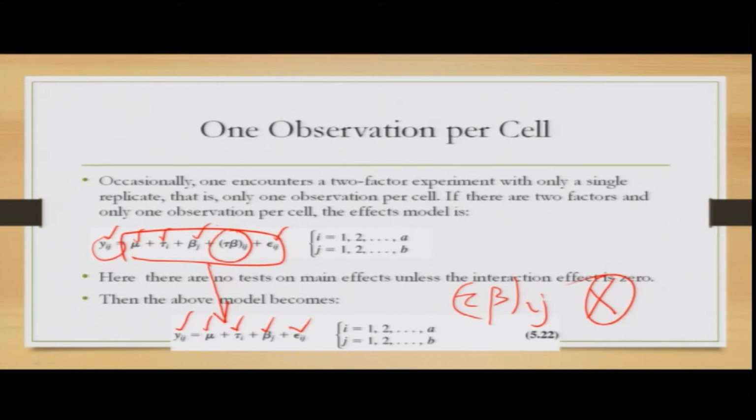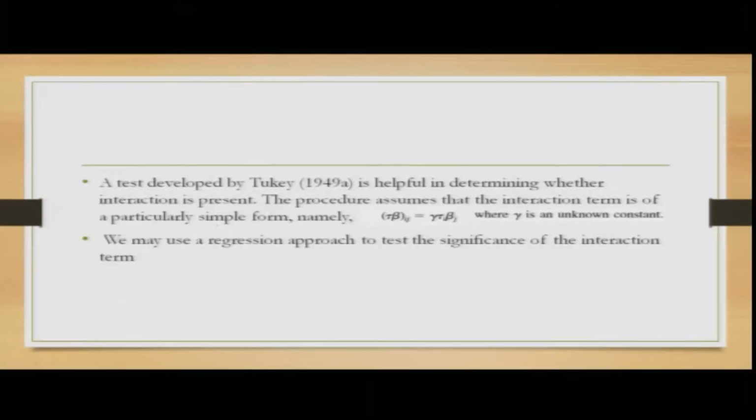You can extend that for A, B, C accordingly. A, B, C means more than two factors. A test was developed by Tukey. We remember that Tukey's test is helpful in determining whether interaction is present. The procedure assumes that the interaction term is of a particular simple form. The interaction is given by tau beta suffix i j.